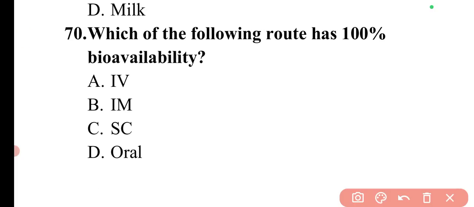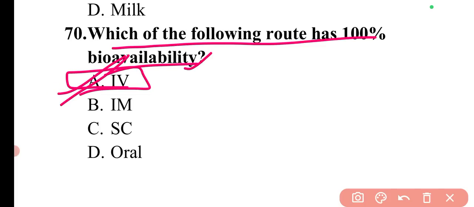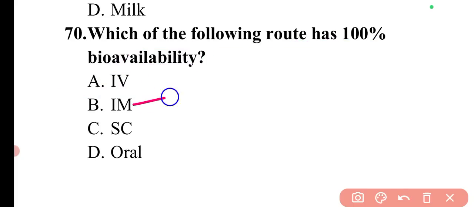Next question is which of the following routes has 100% bioavailability? The 100% bioavailability can be seen with the intravenous route of drug administration. So here option A will be the correct answer. There can be other parenteral routes, for example the intramuscular route, where the bioavailability will be lesser, but still quite high, as these are parenteral routes of administration.